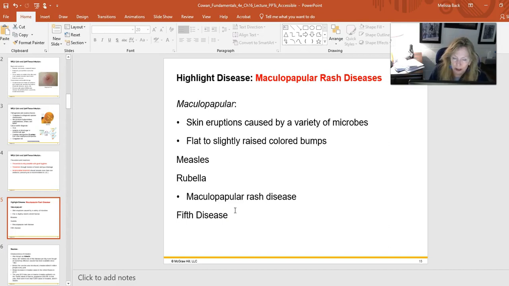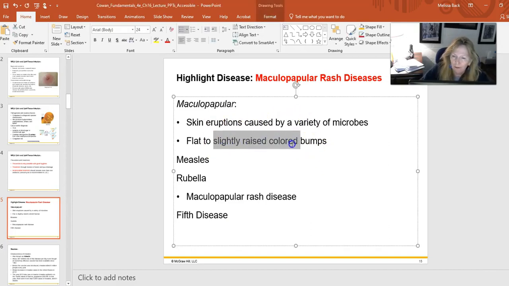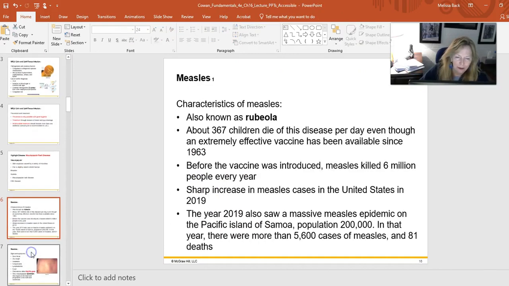Maculopapular rashes. Now, maculopapular is referring to skin lesions that can be slightly raised, flat to slightly raised kind of lesions. The more common ones that we think about with these rashes are measles, rubella, and fifth disease. So we're going to take a look at each of these, and there are some pictures in here as well.